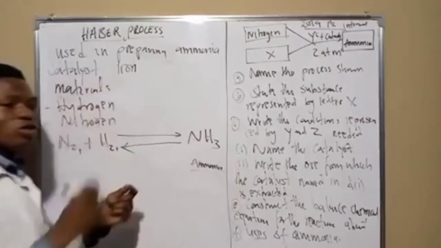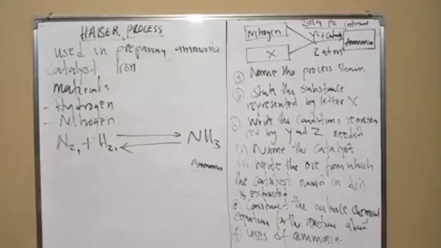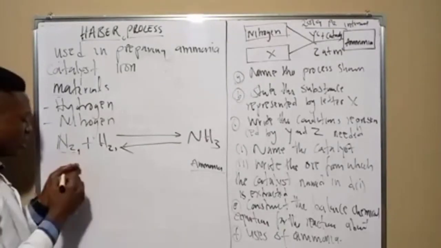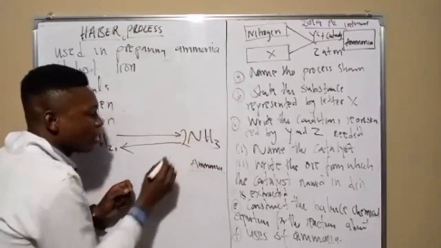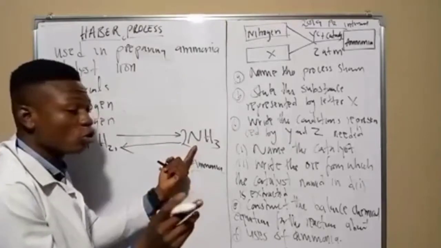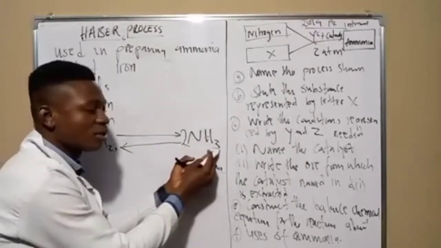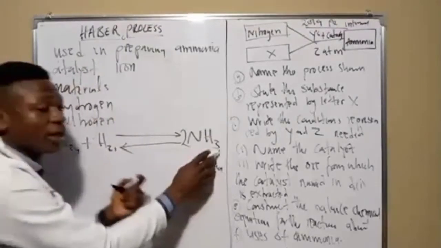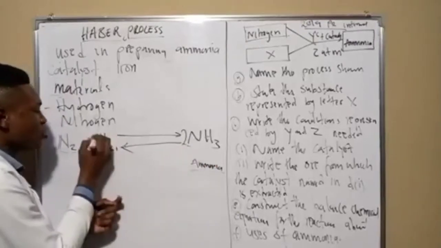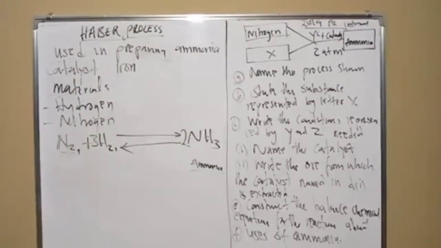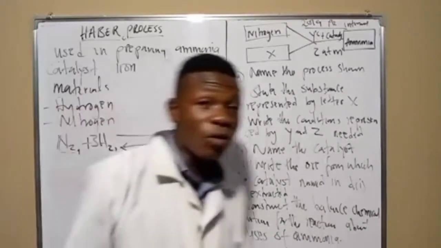This is the ammonia. So is the equation balanced? You have two nitrogen here, and here you have one. So to balance it, you put 2 here. Then nitrogen will be 2, and 2 times 3, you get 6. Then hydrogen here, you have 2. So to make it 6, you put a 3 here. So the equation is balanced.